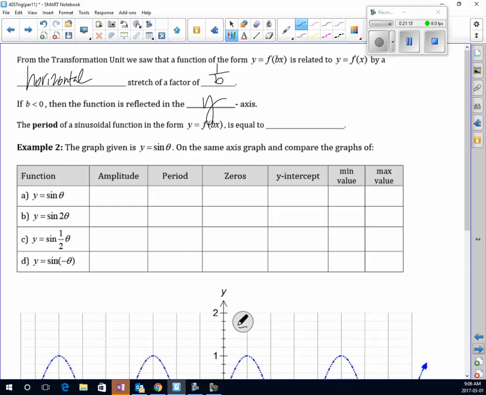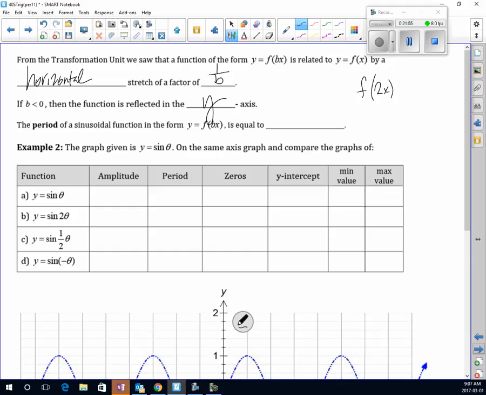The period of the sinusoidal in the form of y equals f of bx is equal to, now if you notice, the sine and the cosine both have a period of 2 pi. So what do you think is going to happen if I take that b and do something to it? It'll get bigger and smaller. So would it be b times 2 pi? For instance, I'll give you an example. If this was f of 2x and my normal period is 2 pi, what would my new period be?